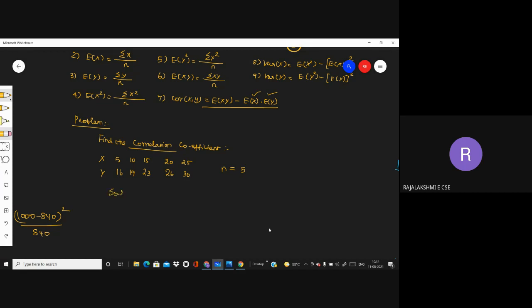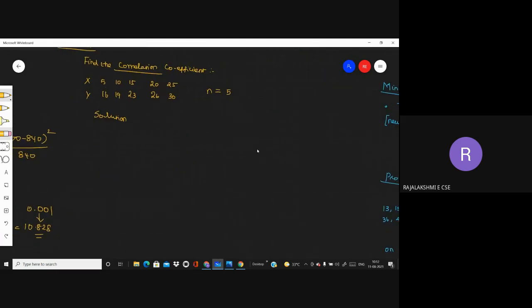So I need to compute the mean of x, mean of y, x into y, x square, y square. All these things I need to compute. For that, I'm taking a table x, y. X values are 5, 10, 15, 20, and 25. And y values are 16, 19, 23, 26, and 30. First, I'm computing x into y. What is x into y? Come on, tell me. 5 into 16.